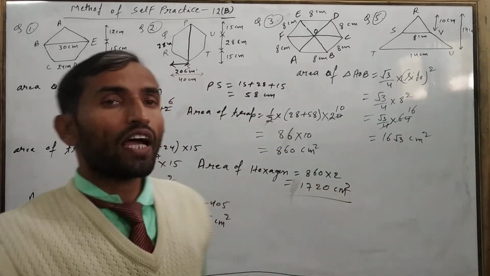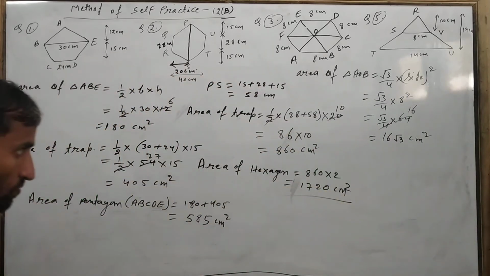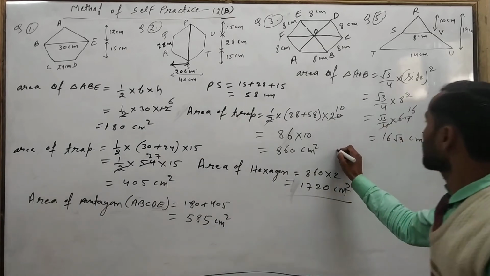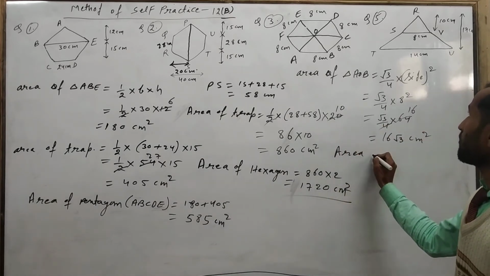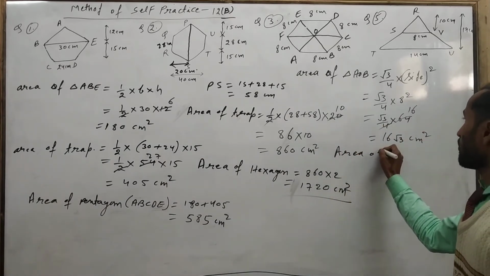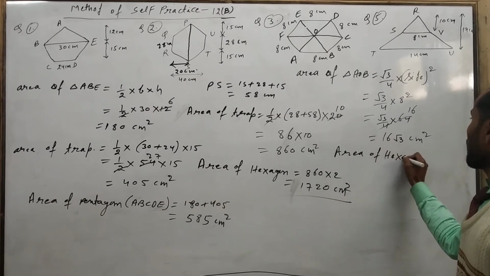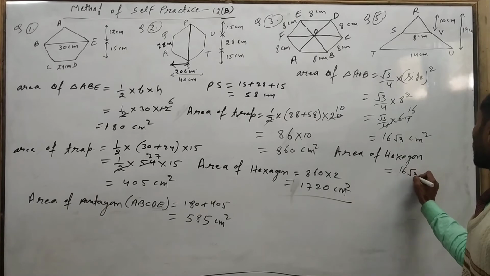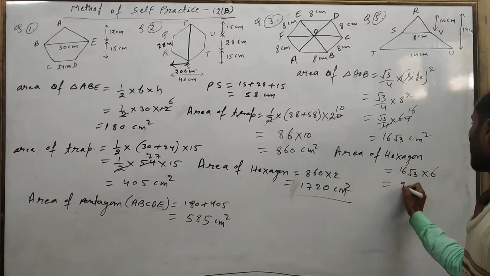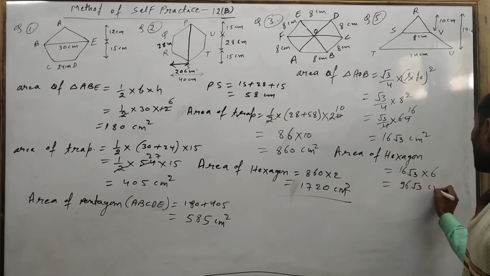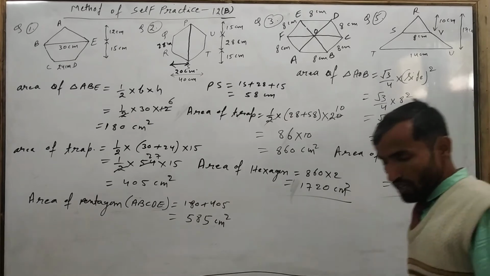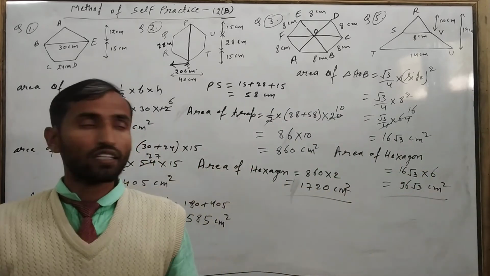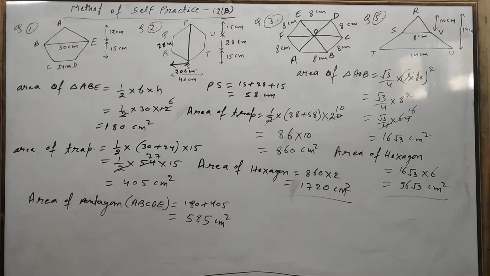Now we have to multiply by 6 because 6 triangles are there. Then it will come the area of hexagon ABCDEF. Area of hexagon is equal to 16 √3 into 6. Then it will come 96 √3 centimeter square. So the total answer is, area of hexagon is 96 √3 centimeter square.